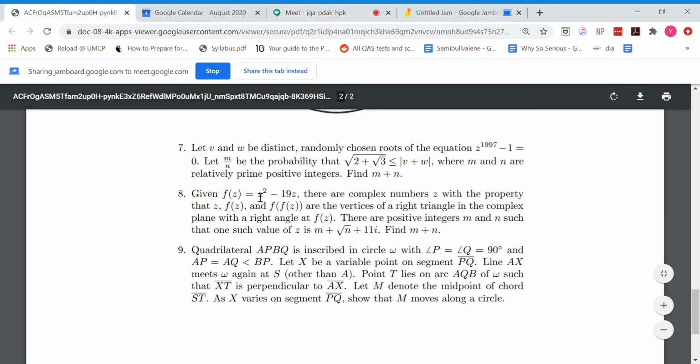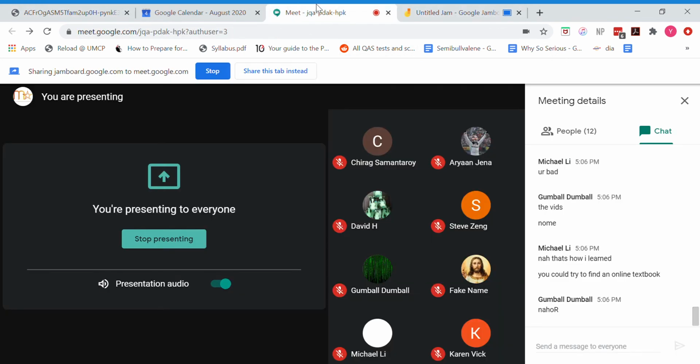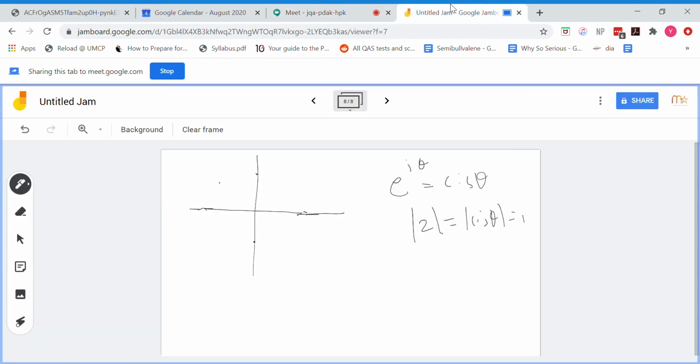Alright. So now let's consider this problem. So v and w are distinct randomly chosen roots of the equation where n equals 1997. So we want to find the probability that 2 plus root 3 is at most the magnitude of v plus w. So, since we're dealing with probability, without loss of generality, let's choose v equals 1. That'll make our job a whole lot easier. So v is right here, 1. And so w has a bunch of possible choices. It can be anywhere around the circle, satisfying being one of the roots of unity, right?